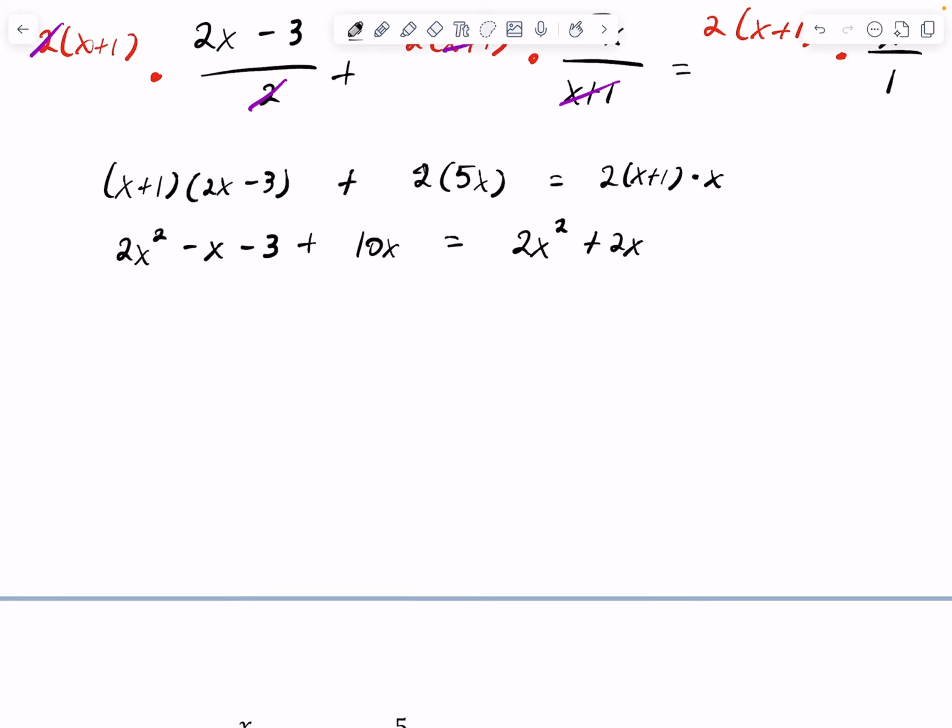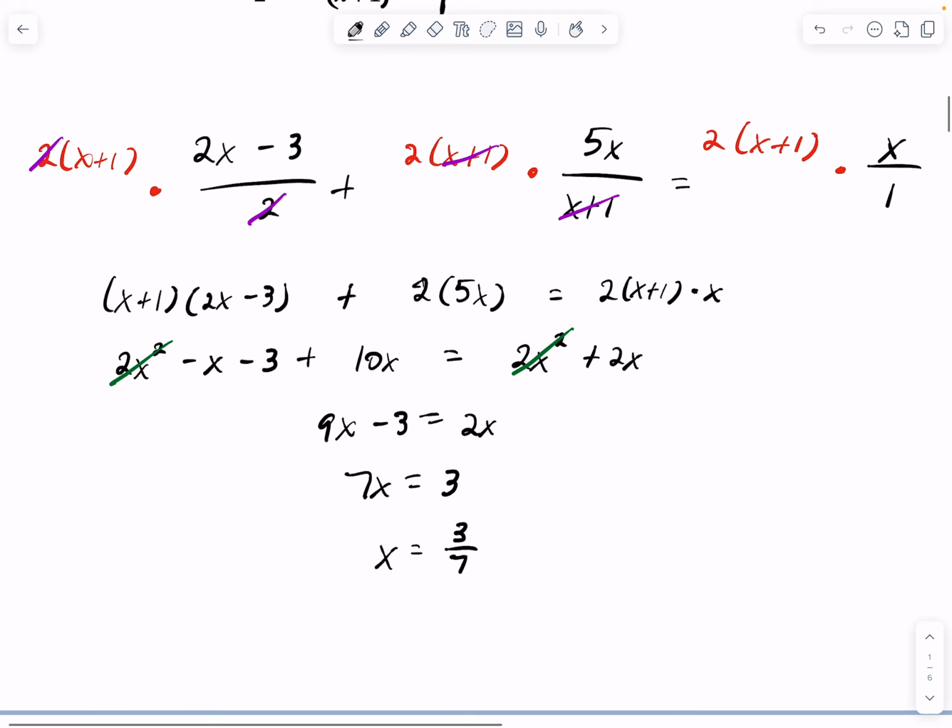Actually, you'll notice it is for a moment with quadratics, but I have 2x squared on both sides, so those are actually going to go away, and now it's a linear equation where I want to get my x's to one side and my constants to the other. So let's go and combine like terms. Negative x and 10x is 9x, minus 3 equals 2x. I'm going to move that 2x over to get 7x, move the minus 3 over to get positive 3, so x equals 3/7.